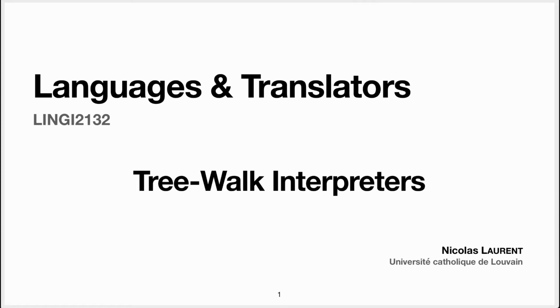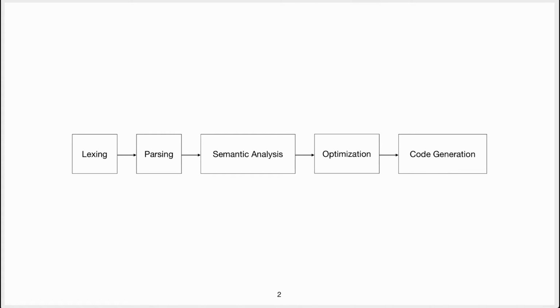Hey everyone, today we're talking about tree walk interpreters. Previously, we've been talking about parsing a whole lot, which is going from source code to abstract syntax trees. And more recently, we've talked about semantic analysis, which is going over this tree and checking properties of interest. As we'll see today, there is also a secondary role for semantic analysis, and that's to collect some data that might be useful while either generating code or while running the interpreter.